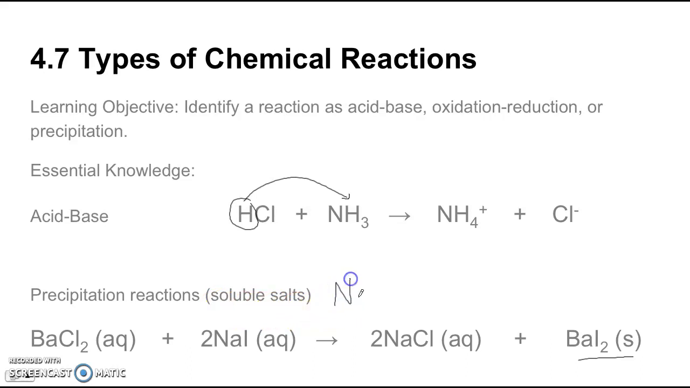potassium, and nitrate, and ammonium. So if you have an ionic compound with any of these four ions, you can assume that they're always going to be soluble. They're going to be aqueous in solution.